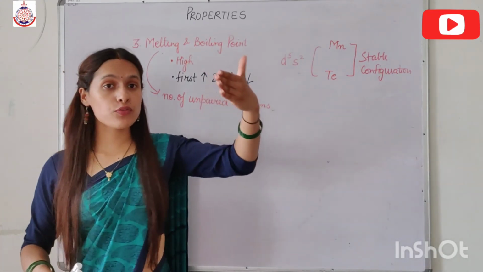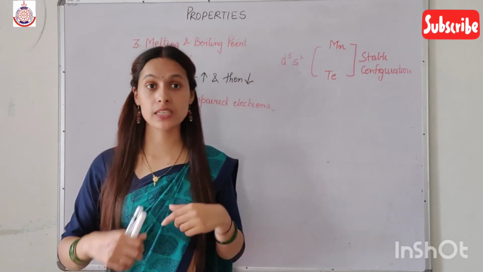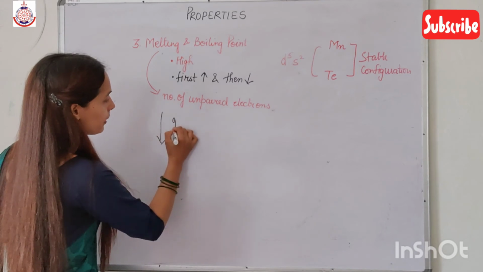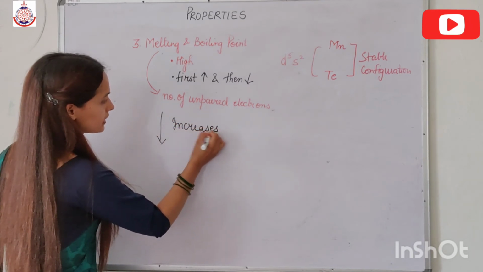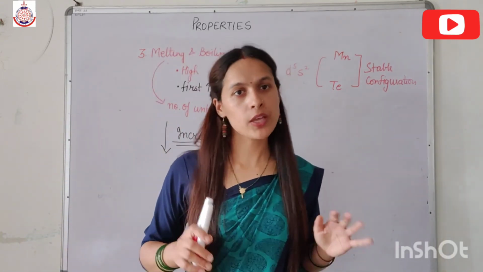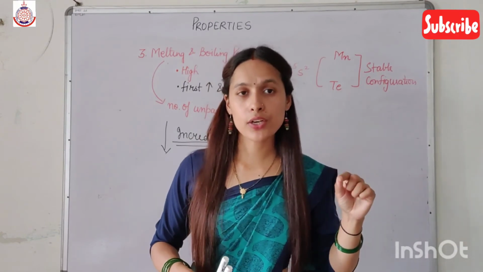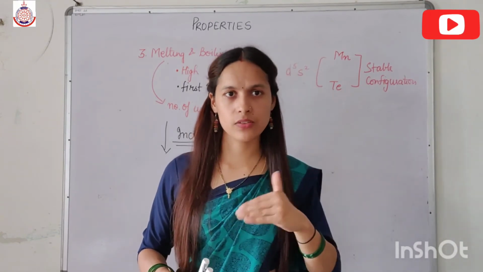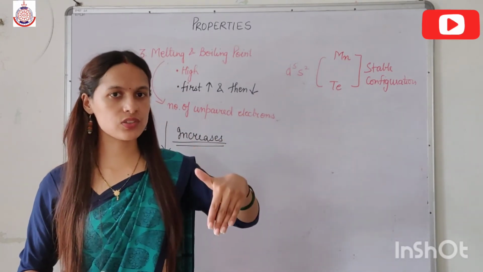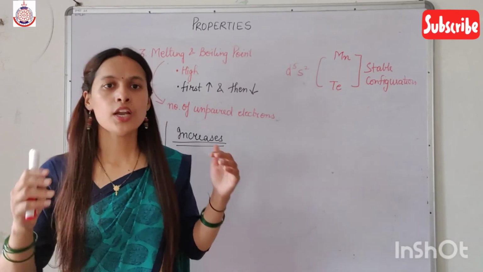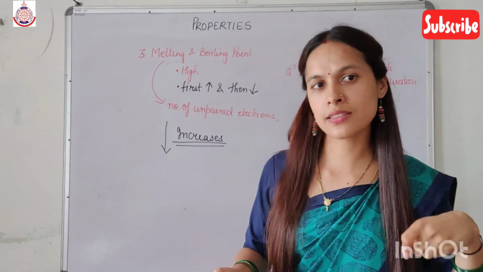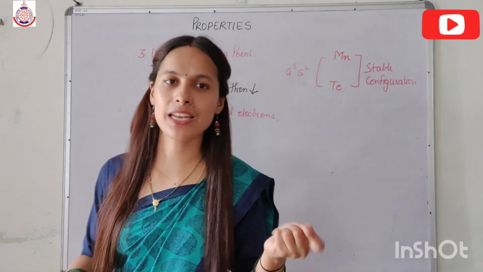Now, when we move from first to second, second to third transition series, melting point and boiling point increases. Means when we move down the group, melting point and boiling point increases. Now, what is the reason behind this? If we talk about the atomic size, on moving first to second transition series, what happens? Atomic size increases. Due to the increase in the atomic size, ionization energy decreases. Now, due to the decrease in the ionization energy, the tendency to form the metallic bond increases.